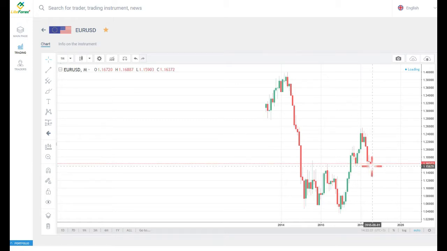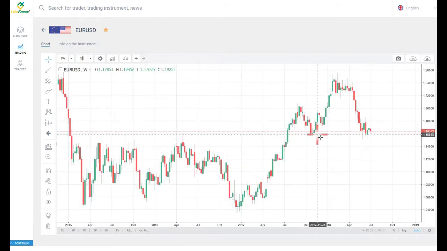Now should this support break, then we are looking to short EURUSD. But for now it's holding. So I'm going to keep moving down to the next chart. That's the weekly chart. We see support is still holding. EURUSD, as you can see here, has been going up and down. It's been sideways. So again, we see the support is holding, right?